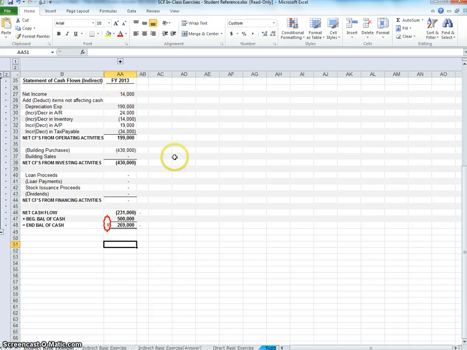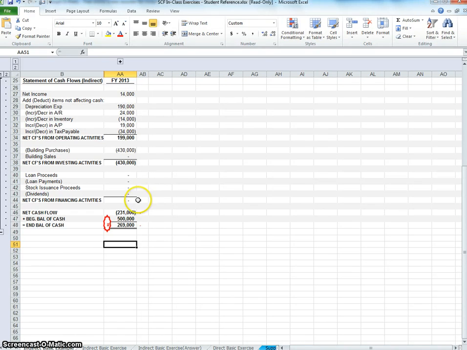Statement of cash flows for fiscal year 2013. You'll notice that the net cash flow was an outflow of $231,000. The beginning balance of cash was $50,000, so the end of year cash balance was $269,000. The immediate question I'm thinking to myself is, what's going on at this company that they have $231,000 of cash outflow? That's my primary curiosity.